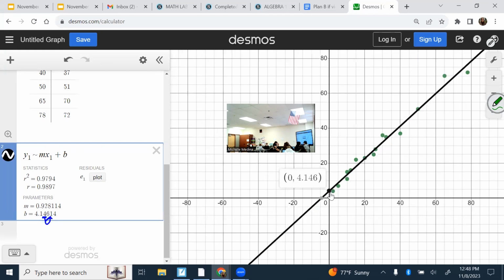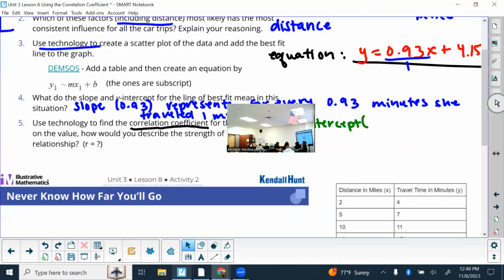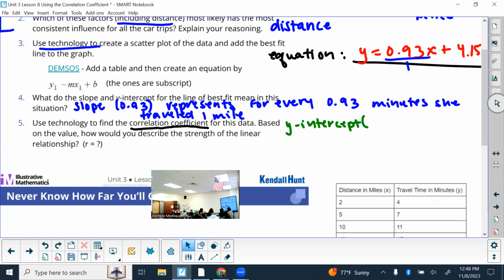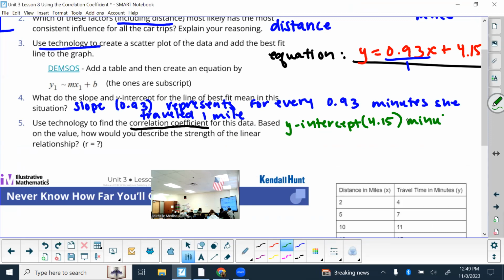What's my y-intercept? Okay, good. So same from our equation, but also a nice visual reminding you the y-intercept is on the y-axis. 4.15 what exactly? So, 4.15 minutes. I agree, because minutes is on the y-axis.